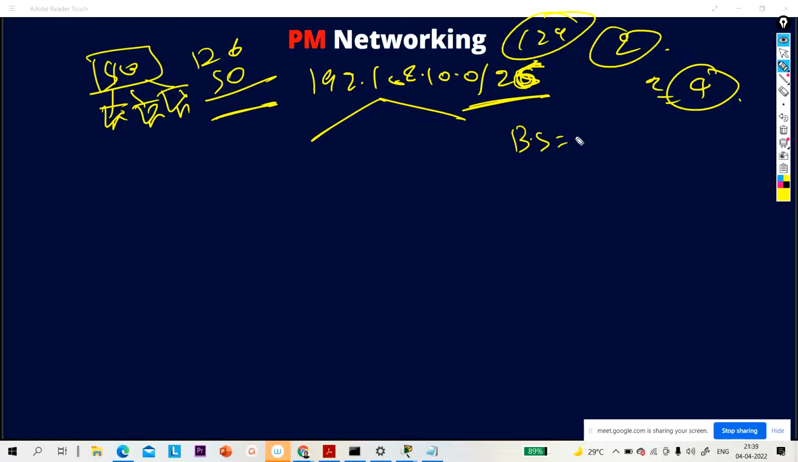64 IPs per segment. Basically 62 IPs usable per network. My question is what will be the block size? Block size will be 256 minus... Basically, it is making the 4 networks, 64, so minus each 64. Each network has 64 addresses.